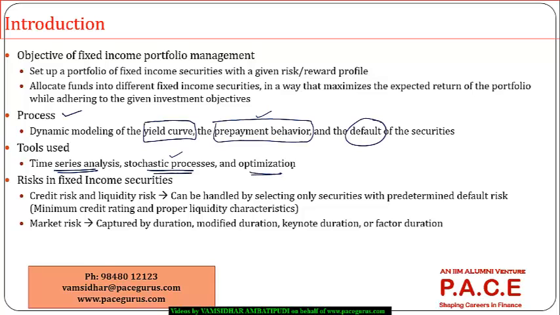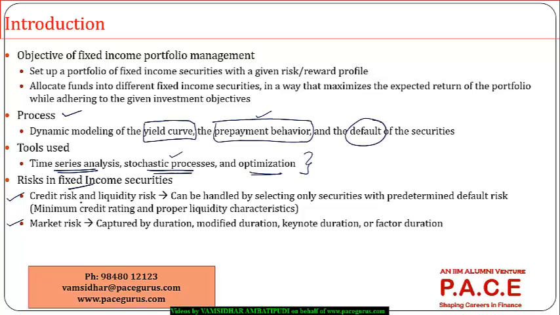Then optimization comes up because we want to maximize the expected returns while trying to minimize the risk that is associated with the investment. So this is where we try to use different kinds of tools for doing effective fixed income portfolio management. Now coming to the various risks, we have already talked about two major risks, one being the credit risk, two being the market risk.